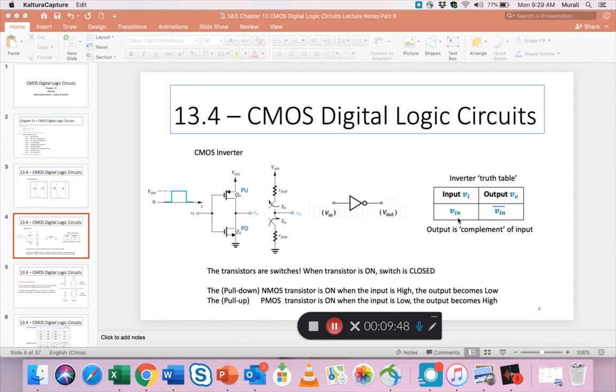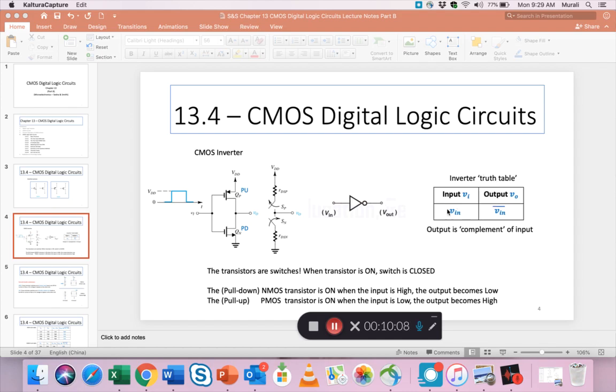Input, output, V in, and this bar on the top is called V in bar, also called the complement, right? So for an inverter, the truth table is: when the input is high, the output will be low. That's what the bar signifies, right? So I hope by now you know this.